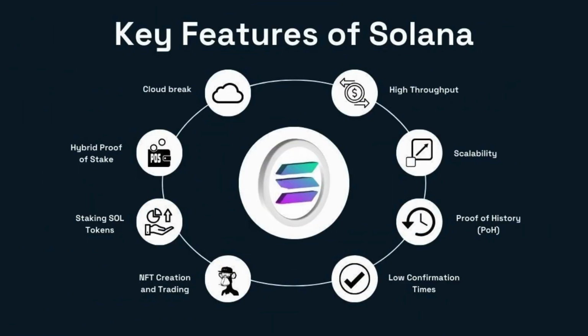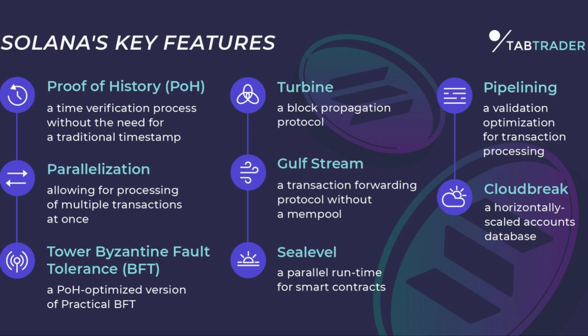2. Key features. High throughput. Solana is known for its impressive transaction throughput, capable of processing thousands of transactions per second, TPS. This is achieved through its unique consensus mechanism, proof of history, POH, and other optimizations.